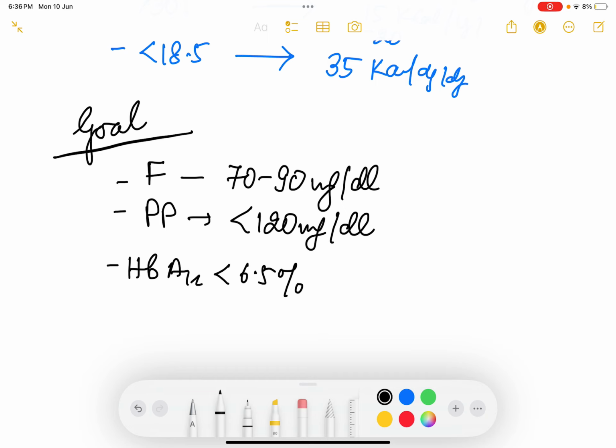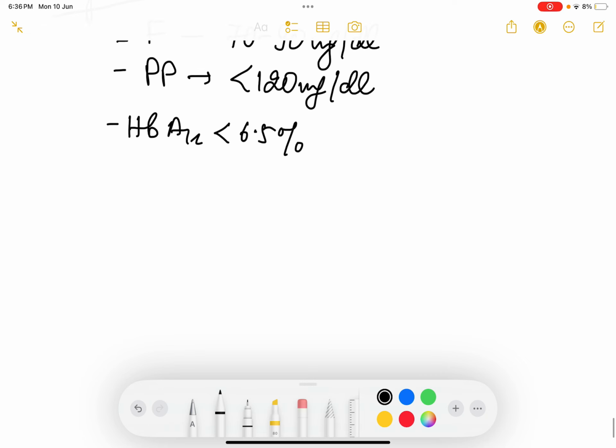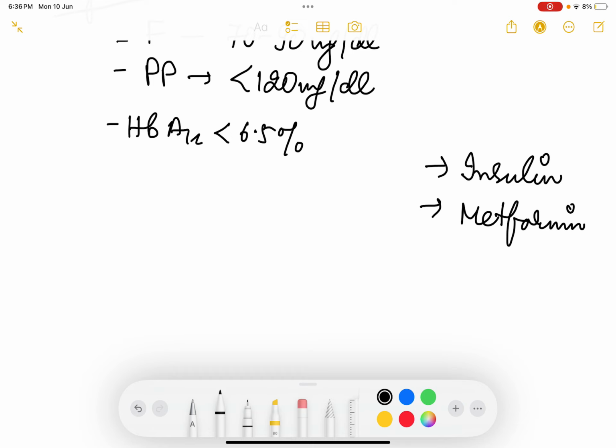But if on MNT, that is exercise and diet, sugars are not controlled, then we will start either insulin therapy or metformin. Metformin is a drug which is safe in pregnancy. What is the action of metformin, what is the action of insulin, these all things you have already studied in medicine, so I am not going into much detail. Okay, so how do we calculate the insulin dose in pregnancy?